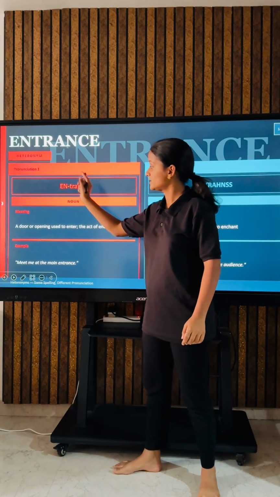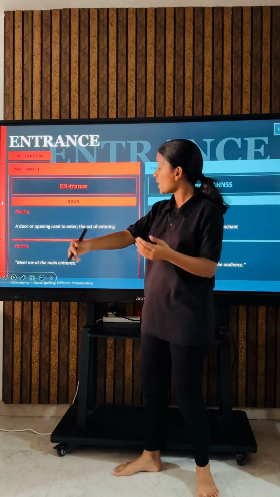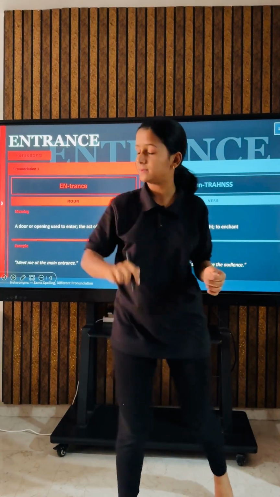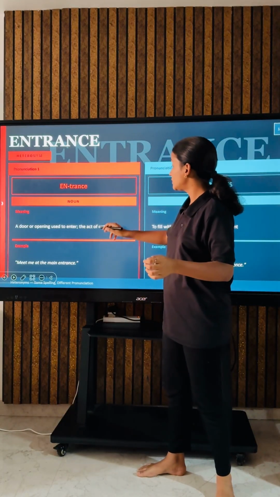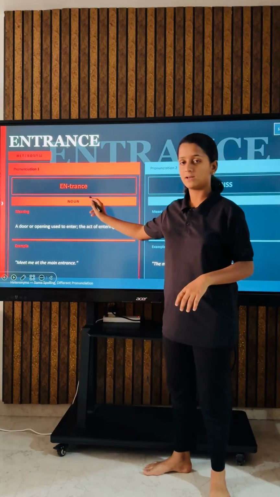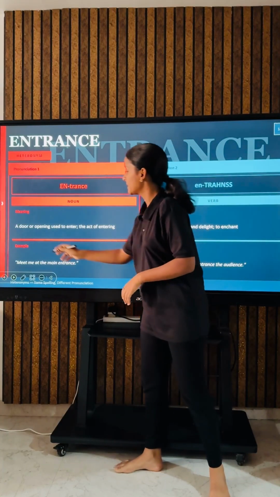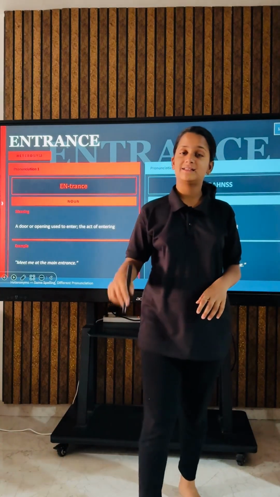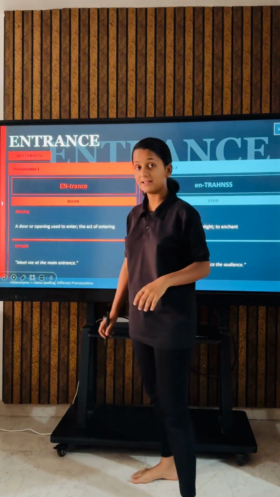So first syllable stress. Meaning is a door or an opening used to enter somewhere, or the act of entering. The act of entering inside something is known as entrance. Example is, meet me at the main entrance.